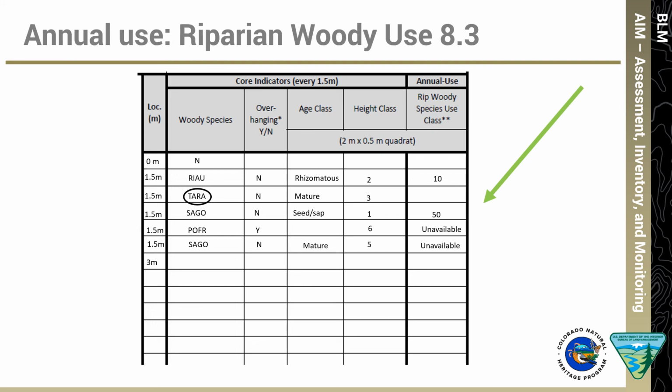In this case, the Tamarix ramosissima, Tara, is dead. The name has been circled, so we don't record use for it. And the last two individuals, a Populus fremontii, Popfre, and another Sago, both have branches above 2 meters and are not available. They are marked unavailable.